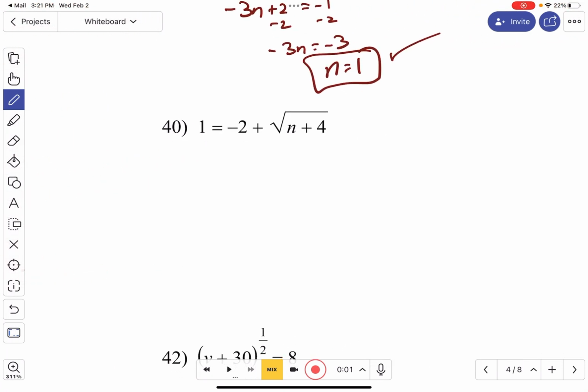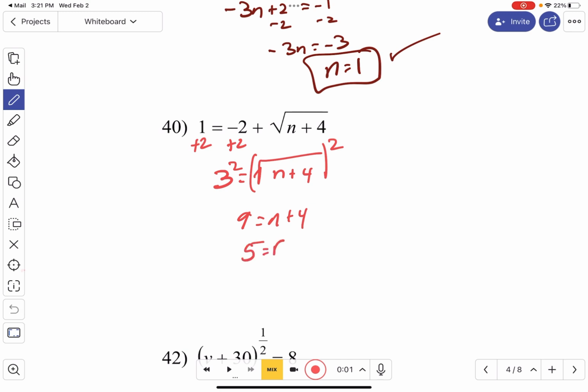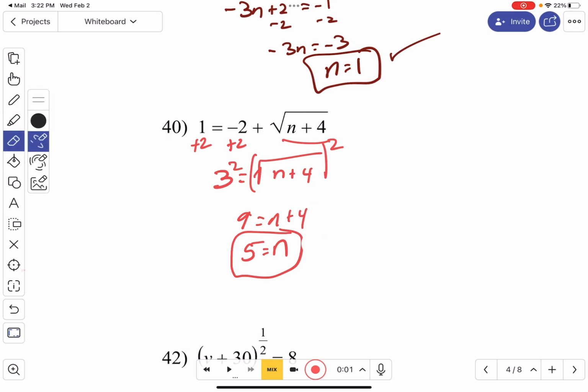Number 40, I'm sorry. Isolate first, so add 2. So 3 is equal to the square root of n plus 4. We're going to go ahead and square it. So 9 equals n plus 4. Subtract 4. 5 is equal to n. 5 plus 4 is 9. Square root of 9 is 3. Negative 2, it works.